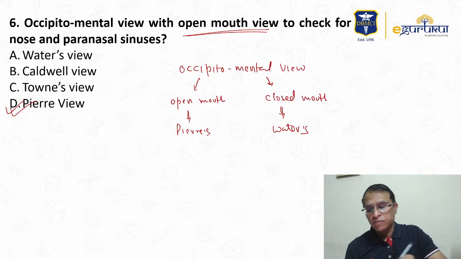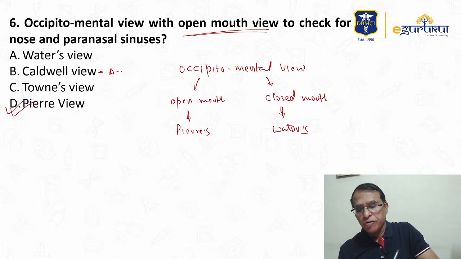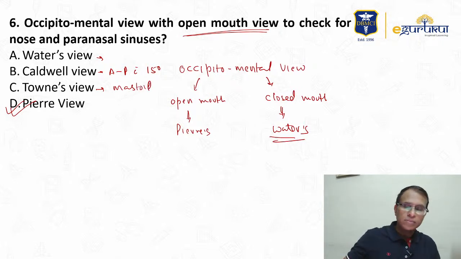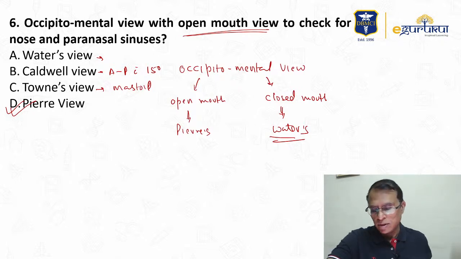And Cardwell's view is a simple AP view with only 15 degrees angle. Towns view is for mastoid. Waters view is this one, isn't it? PNS. Towns view is for mastoid. So these are the important X-rays of ENT that you might want to remember.